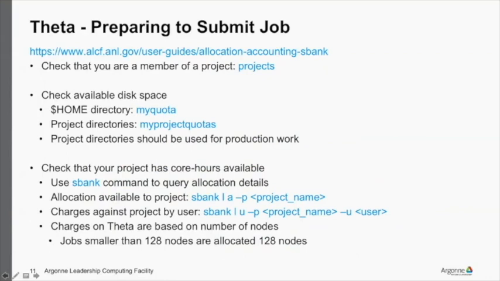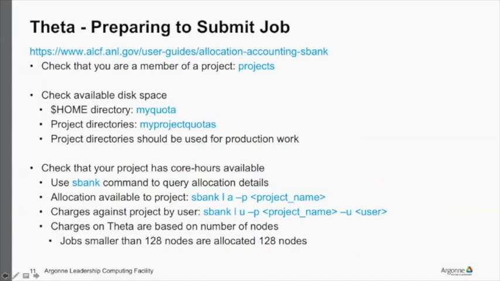And then lastly, check to make sure that you have enough hours in your allocation. In terms of having priority in the queue, it is good to have a positive allocation for your project. The tool to query those types of questions is the SBank tool, and there's a lot more information on it at the website on the top of the slide. A few useful commands: listing the allocations for the projects that you're a member of. It may be a little hard to read, but there's sbank, then the letter L, and then the letter A for list allocations.